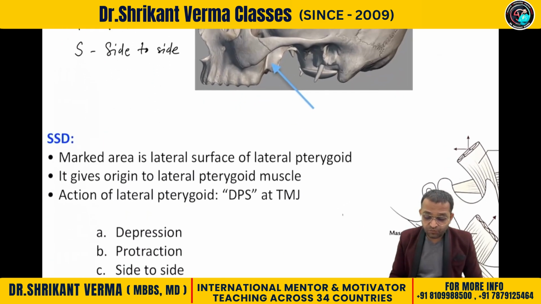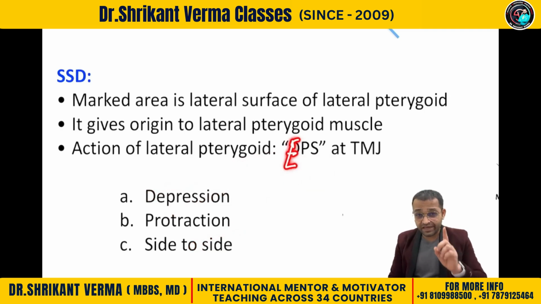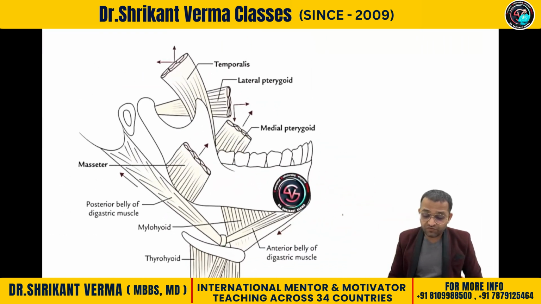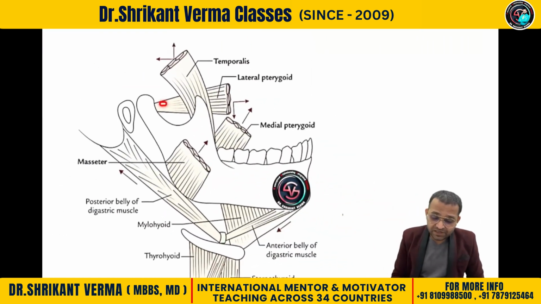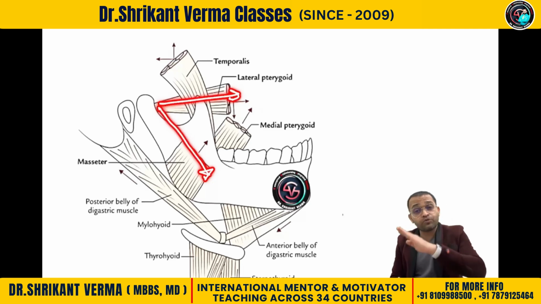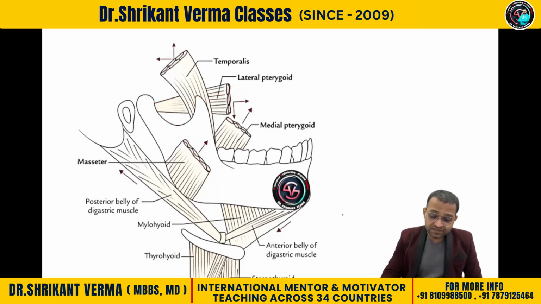Here are the few points for all of you to follow: the action of the lateral pterygoid is DPS: depression, protraction, and side to side. Remember for the medial pterygoid, instead of D, you have EPS: elevation, protraction, and side to side. You can follow this image for the action of the other muscles. Lateral pterygoid is responsible for protraction, it causes depression, and along with the opposite side muscles, it will cause side to side movement. This is our temporalis. The temporalis oblique fibers will cause retraction.